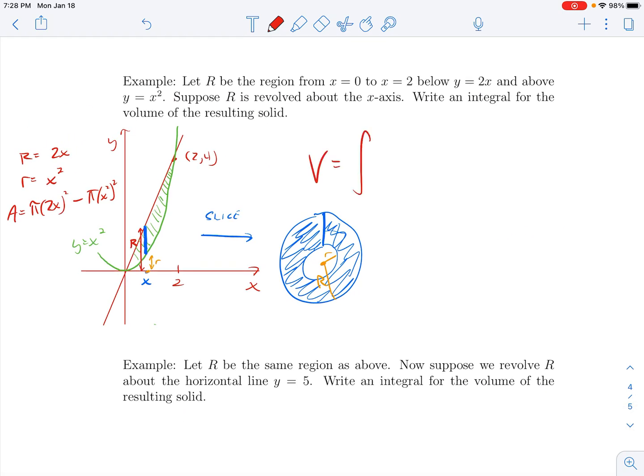So what's our volume? It's the definite integral from 0 to 2, because those are the beginning and ending x values, of pi, I'm going to factor out the pi, times (2x) quantity squared minus (x squared) quantity squared. There's no need to do anything else. I would actually recommend leaving it like this. Yes, I know how to square those, but writing it this way makes it really clear where everything came from.